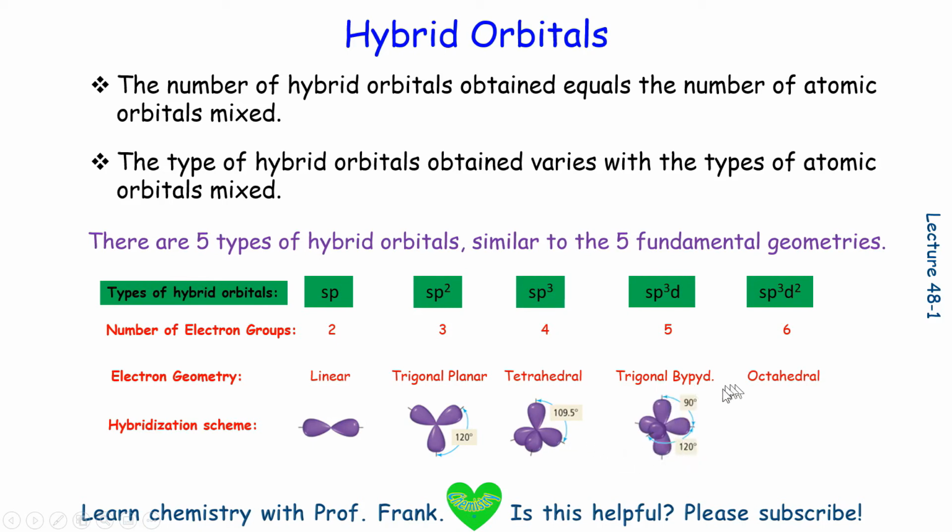And this is a trigonal bipyramidal, with 2 different angles. Among the 3 equatorial ones, it is 120 degrees. Between the equatorial and the axial, that's 90 degrees. And then we have the octahedral.